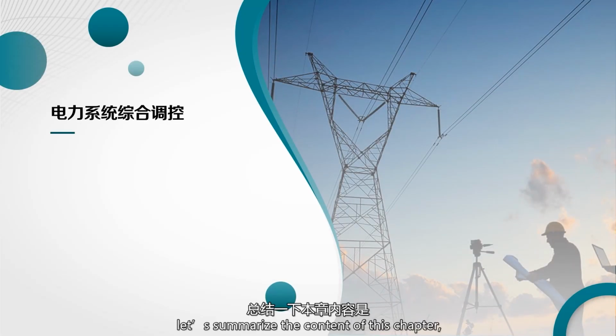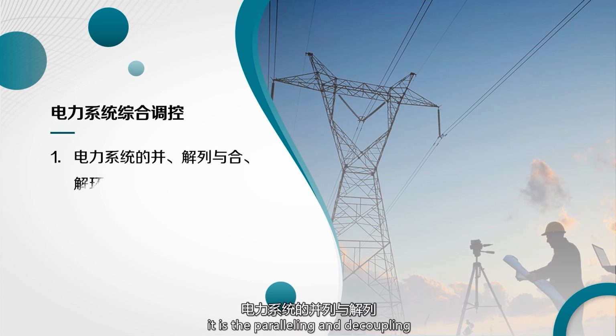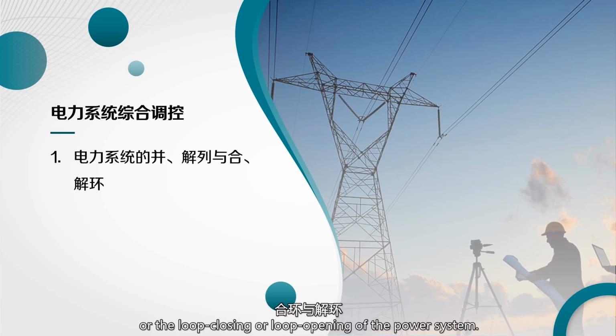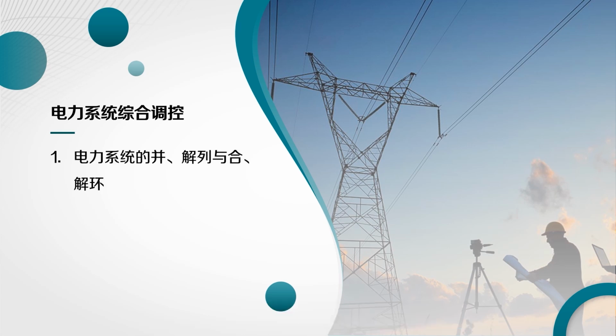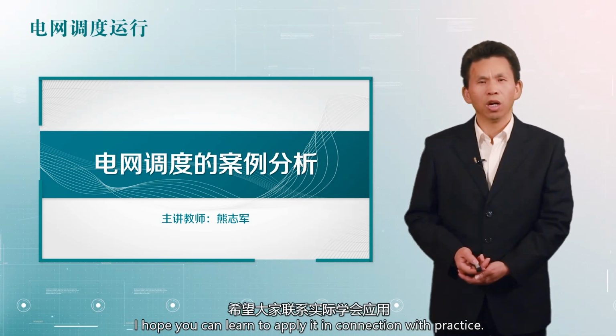Finally, let's summarize the content of this chapter. It is the paralleling and decoupling, or the loop closing or loop opening of the power system. I hope you can learn to apply it in connection with practice.